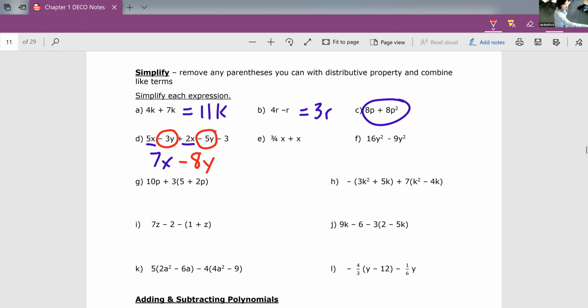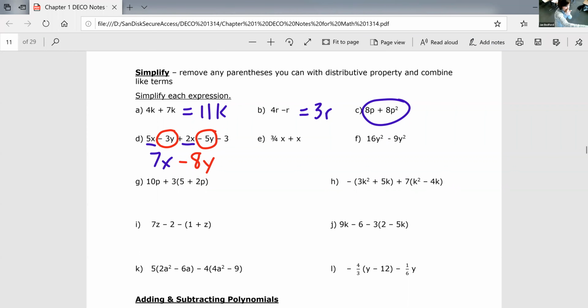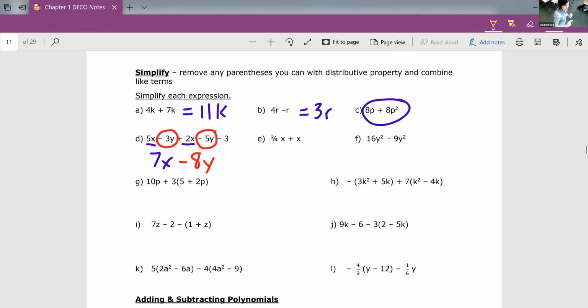So I've done my X's, I've done my Y's. Is there anything else on there that I haven't done yet? Minus 3. It didn't have any other numbers that were constants, meaning I don't have variables with them. So I just write down the minus 3. Okay. I would recommend making some symbols to either underline, circle, or box the like terms, so you make sure you find everything and you don't leave anything off.